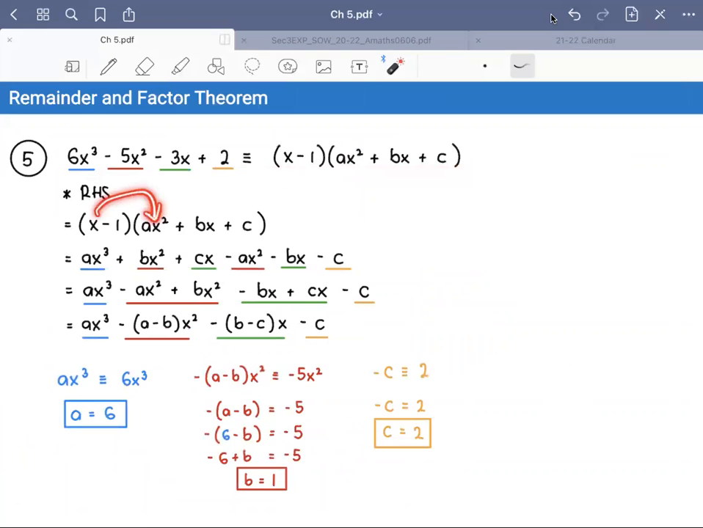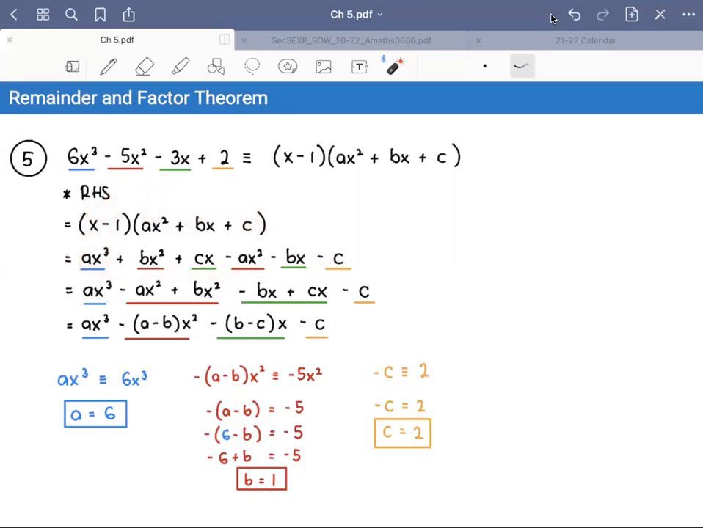So x times this, times this, times this, it will give you ax cubed plus bx squared plus cx, right? And then next is negative 1 times this, and then that one. So you'll get negative ax squared minus bx minus c. Okay, so that's it. We have removed the bracket. So what is next for that? Now, what's next is we need to combine like terms.